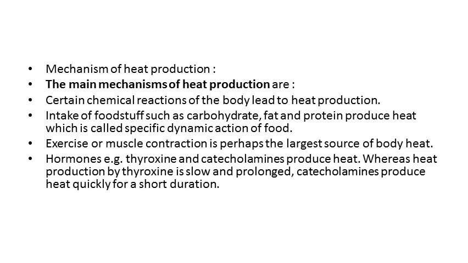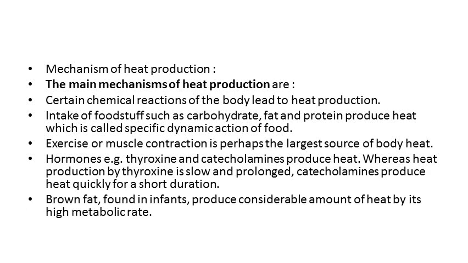Hormones such as thyroxine and catecholamines produce heat. There is a difference between these two hormones in producing heat: heat production by thyroxine is slow and prolonged, whereas catecholamines produce heat quickly but for a short duration.